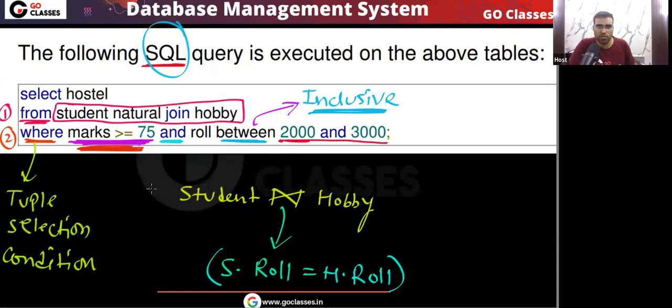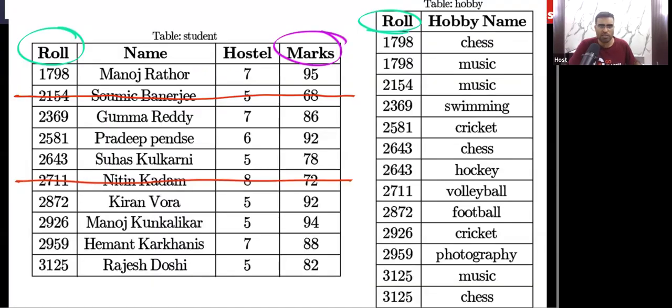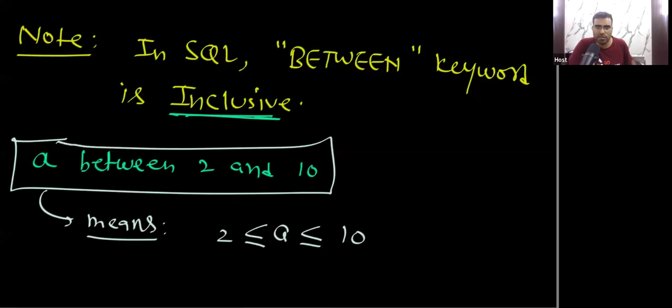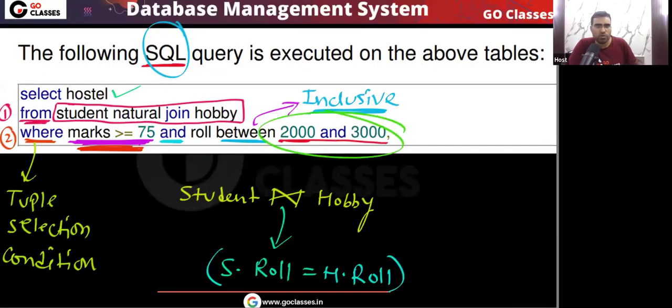So very simple, what we want is roll number between 2000 and 3000. And then finally we want hostel. Now let's see what we need to do. Remember, equality of roll number, and one more thing, that roll number must be between 2000 and 3000.